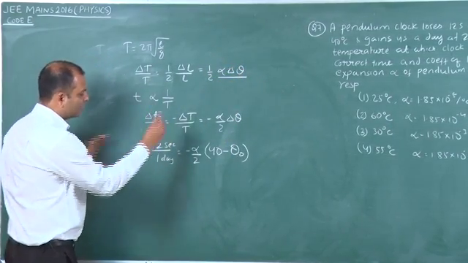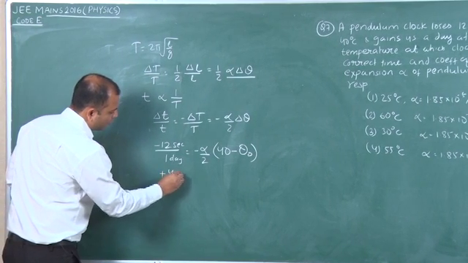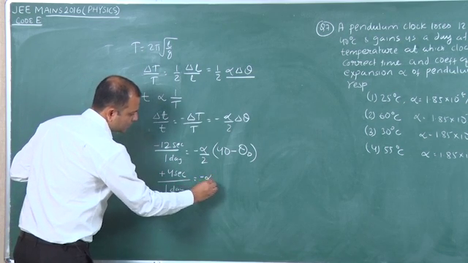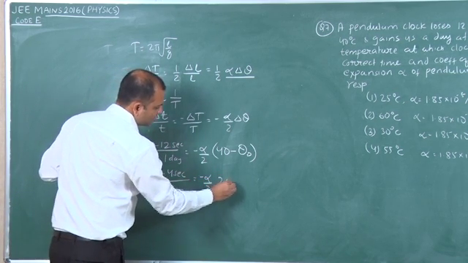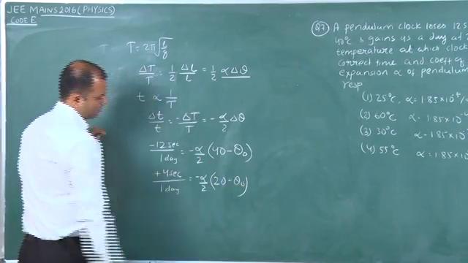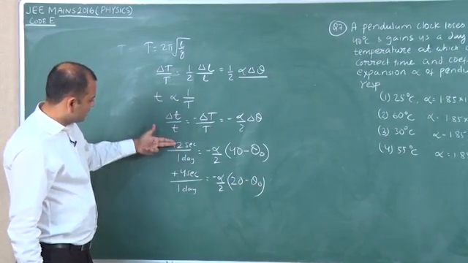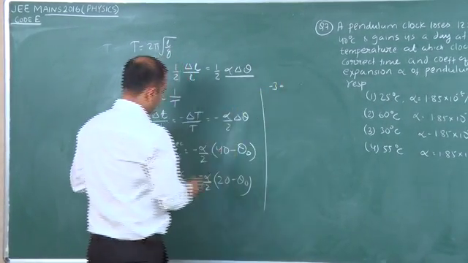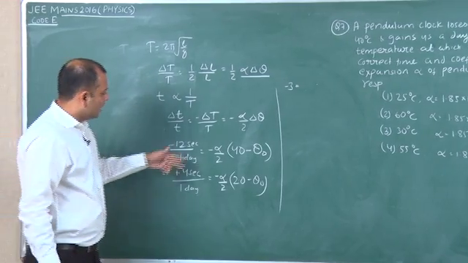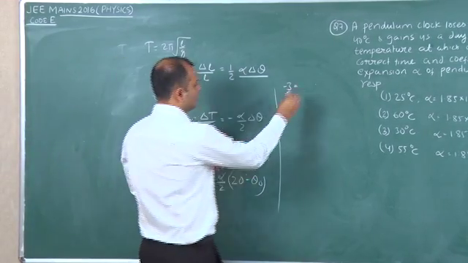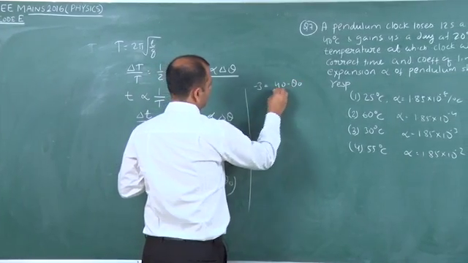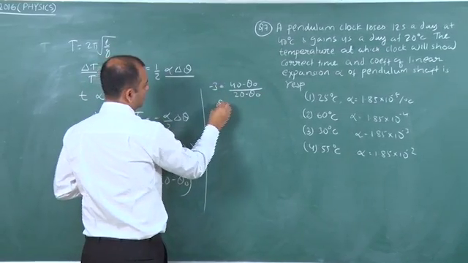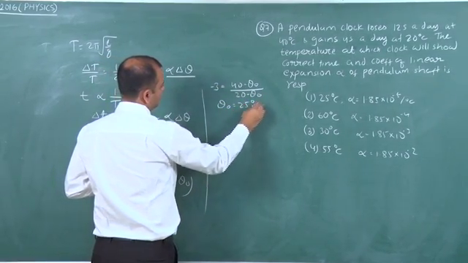Now, if you write the same equation for the second instant, where there is a gain of 4 seconds, divided by 1 day, it is equal to minus alpha by 2, and now the final temperature is 20 and the initial temperature is theta naught. Just divide these two equations: minus 12 divided by 4 will give you minus 3, and seconds and days are all taken care of in this division, and minus alpha by 2 will simply cancel out. So, minus 3 equals 40 minus theta naught divided by 20 minus theta naught. With simple algebraic manipulations, you will get theta naught equal to 25 degrees centigrade.